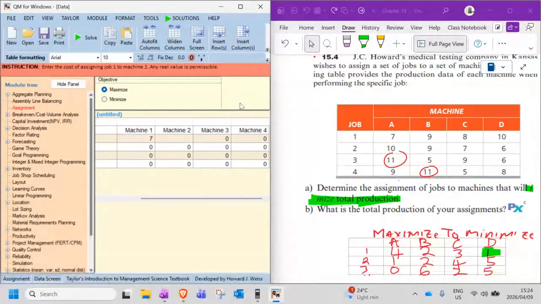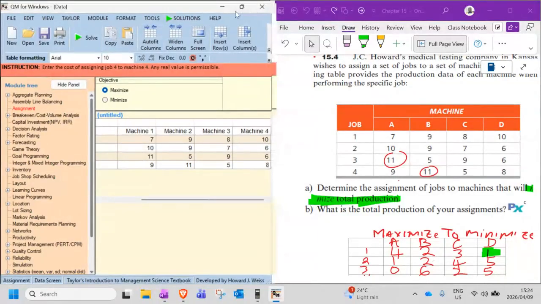So 7, 9, 8, 10. 10, 9, 7, and 6. 11, 5, 9, and 6. 9, 11, 5, and 8. Maximize and solve.